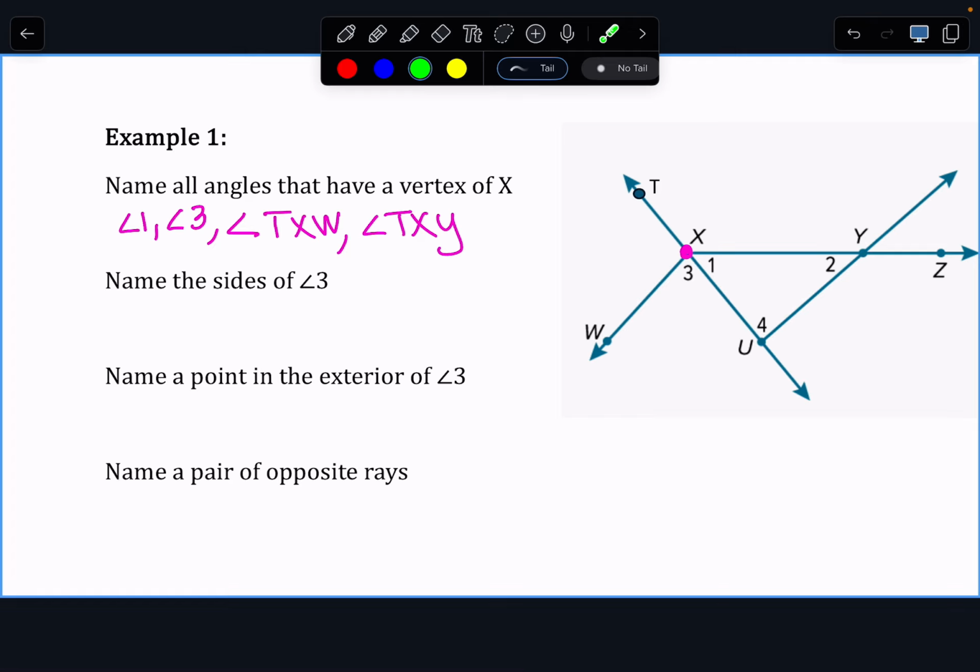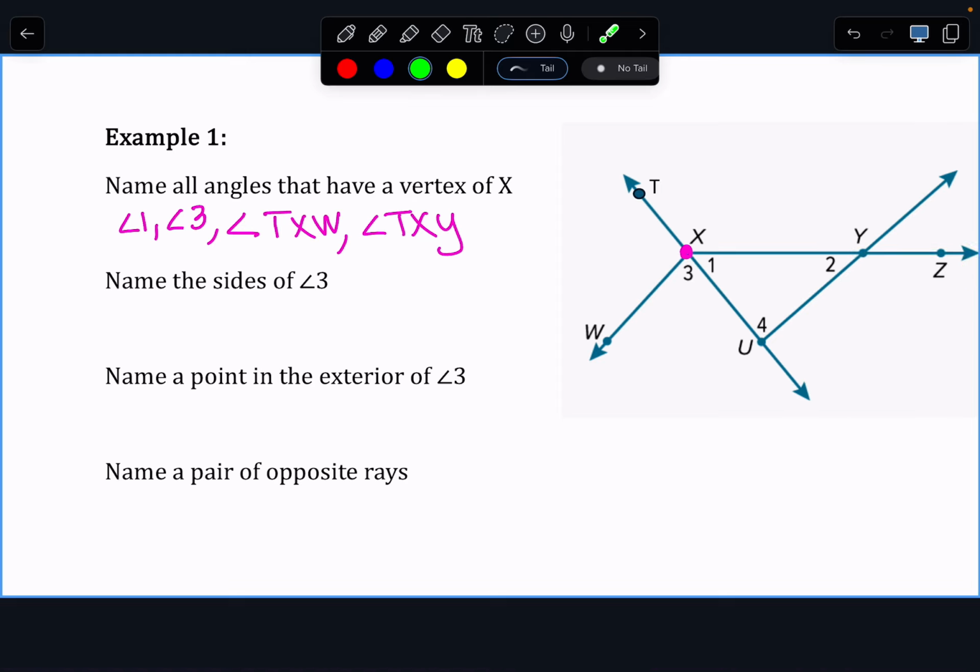Is XY a segment? It is, but we could also name the ray XY or XZ. So this is XY the segment. This is XY the ray. Because when you name, if Y were the endpoint, we could name it YZ, and that would be the ray.